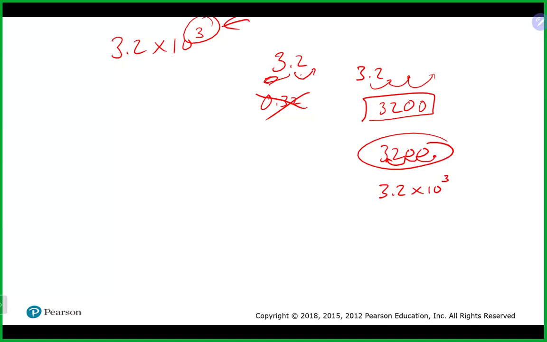The only way you would get a negative is if you start with a small number, like if you had something like this, which is less than 1, which is a small number. You move the decimal point to the right 1, 2, and 3 places. That'll give you 3.2 times 10 to the minus 3. I counted 1, 2, 3.